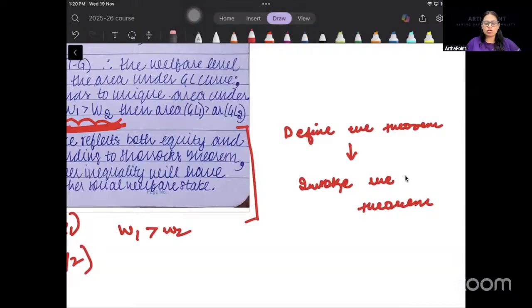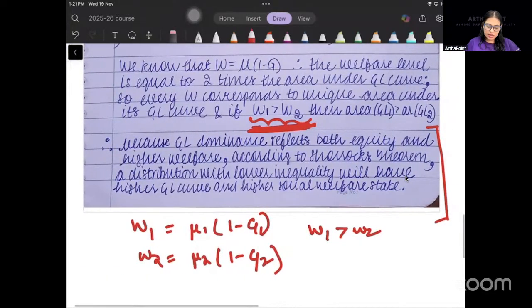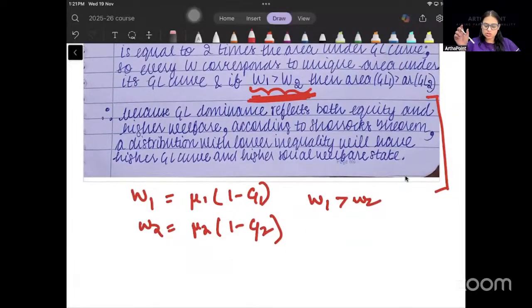So what is Sherlock's theorem? As long as you have the same preferences and your utility functions are strictly concave, then a generalized Lorentz curve that dominates another generalized Lorentz curve represents more welfare. If GL1 dominates GL2, then GL1 represents higher social welfare. So first of all, you have to tell what Sherlock's theorem is.